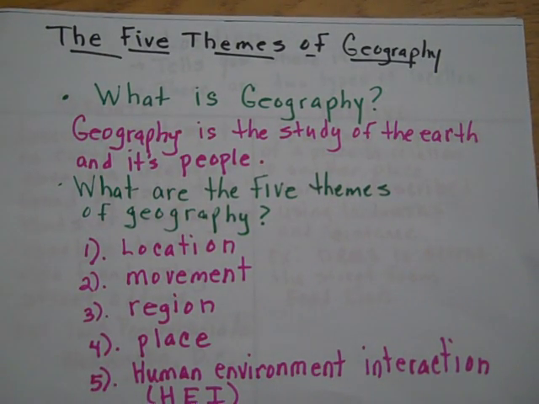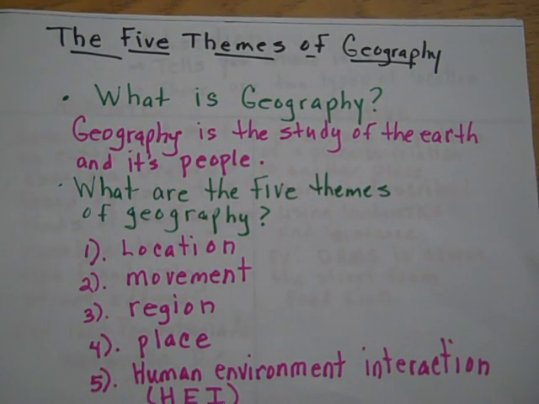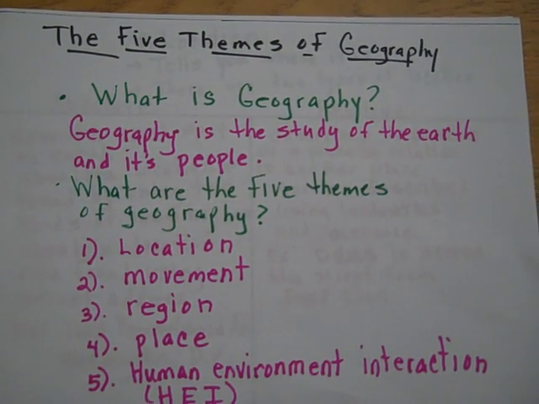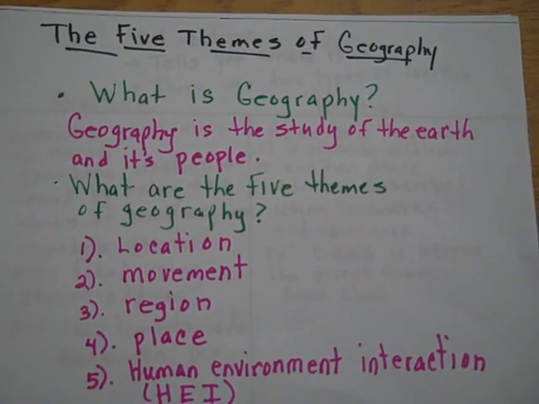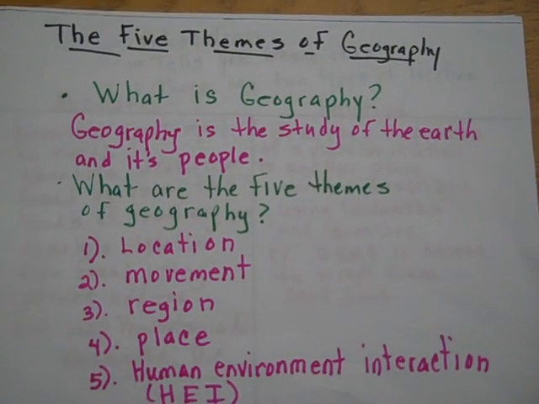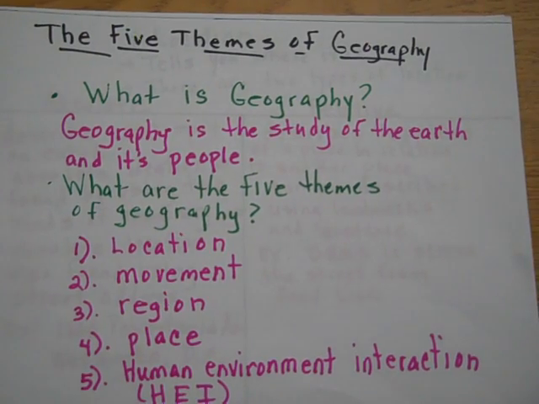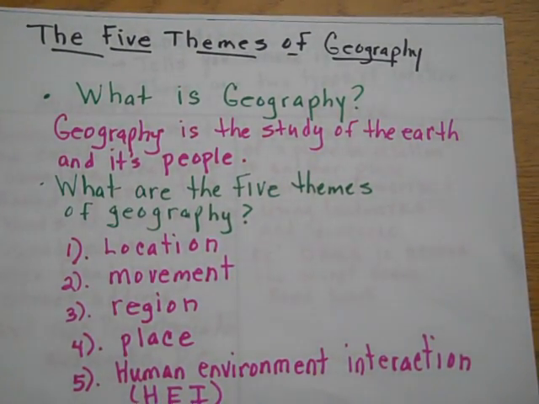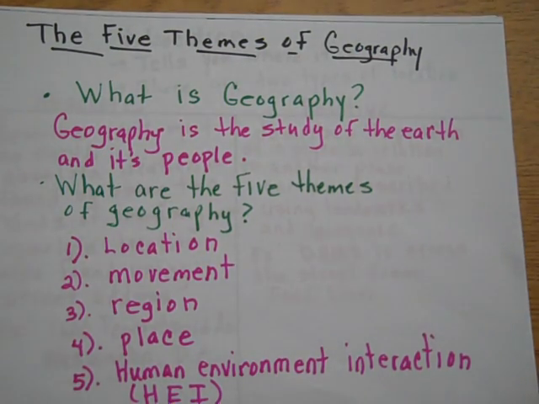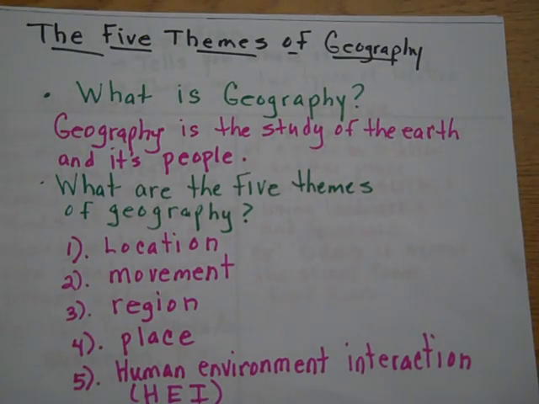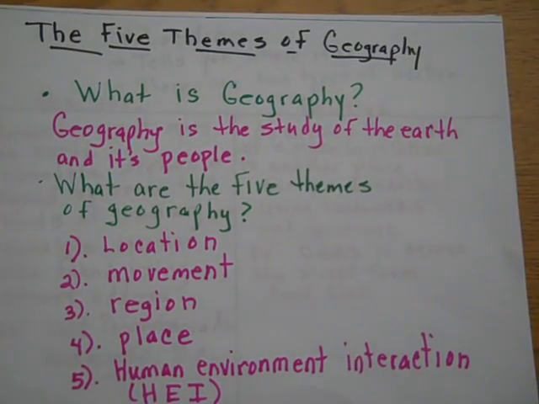Hello class. We continue our first unit of study, which is the 5 themes of geography. We began by asking ourselves, what exactly is geography? Geography is defined as the study of the earth and its people. It encompasses where they live and how they interact with the environment. The 5 themes of geography are divided into 2 basic questions: where are things located and why are they there?